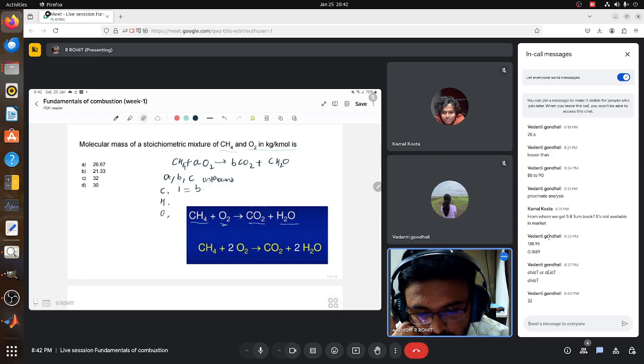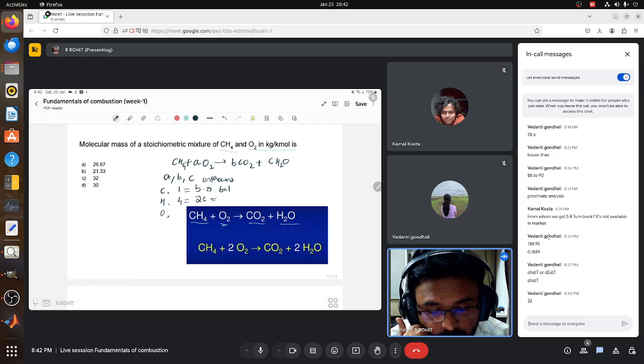So this implies B is equal to 1, you already got. Now for hydrogen, on the left hand side you have 4 atoms of hydrogen. On the right hand side you have 2C. So this implies C is equal to 2. So you got C, you got B.